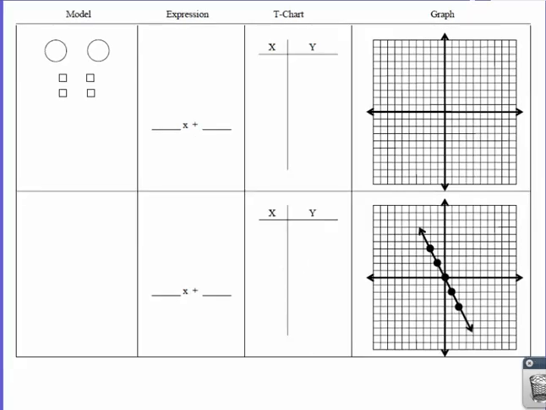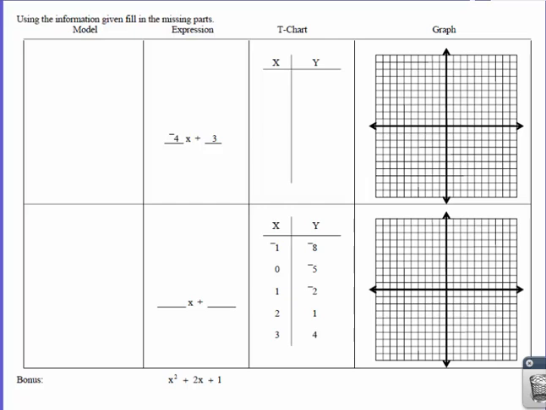On the BBOA 3, it's the same exact thing. It's just 2 different assignments that I put together. I did the same thing. I gave you a model. I gave you a graph. I gave you an expression, and I gave you a T-chart.